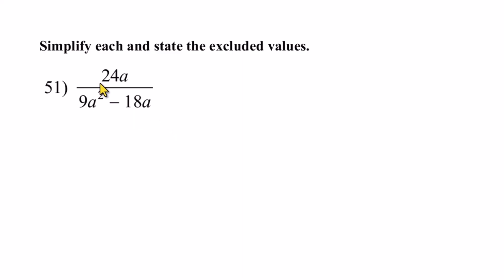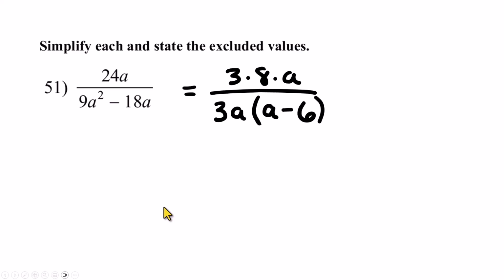So let's simplify by factoring first. Let's break everything up into its factors and see if there's anything we can cancel. So 3 times 8 is 24 times a, and I got 3a on the bottom, and then a minus 6. Okay, now, here's a tip from me after doing this forever. I stop right now and do those excluded values right now. You don't do them after you've canceled stuff, because I know you're itching to cancel the 3 and the a, but you'll miss an excluded value.